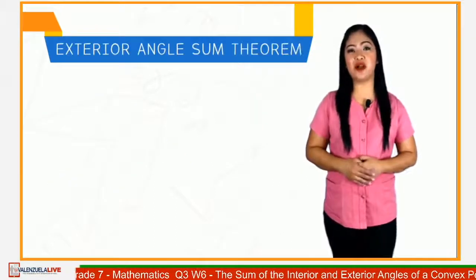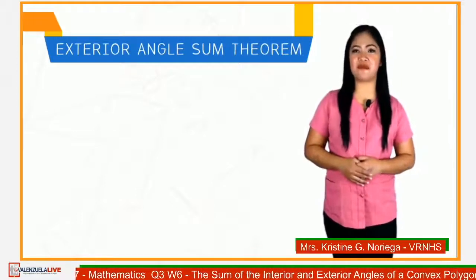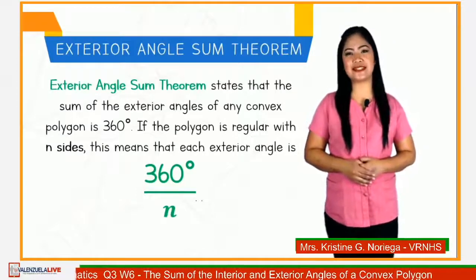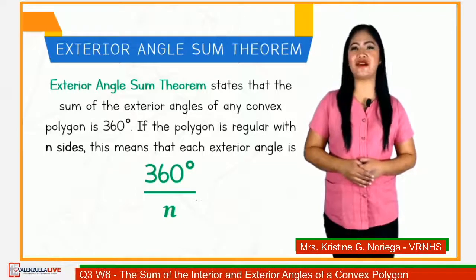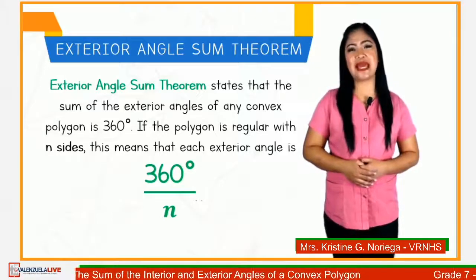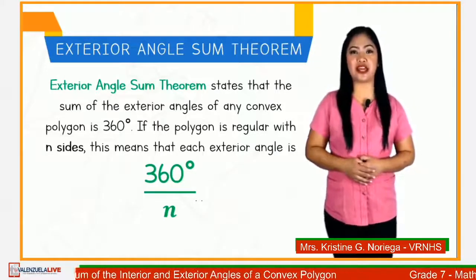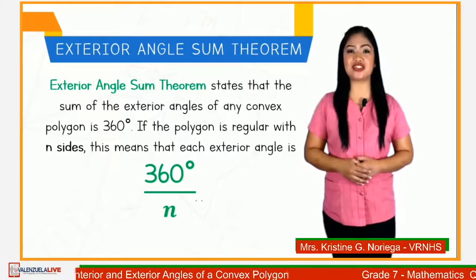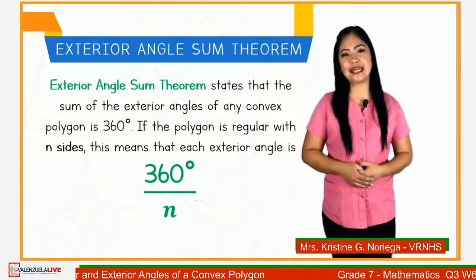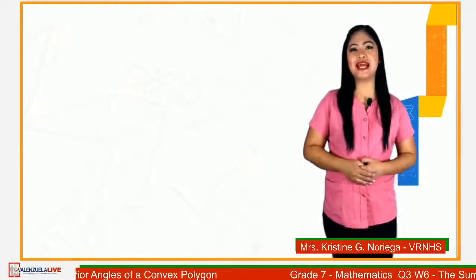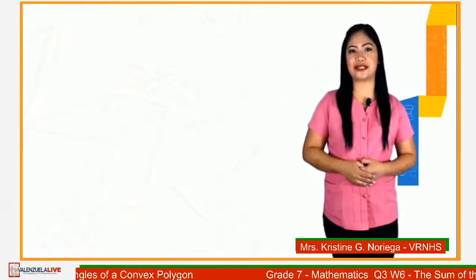That is what we call the exterior angle sum theorem, which states that the sum of the exterior angles of any convex polygon is 360 degrees. If the polygon is regular with n sides, this means that each exterior angle is 360 degrees divided by n. Let us try how this formula works.